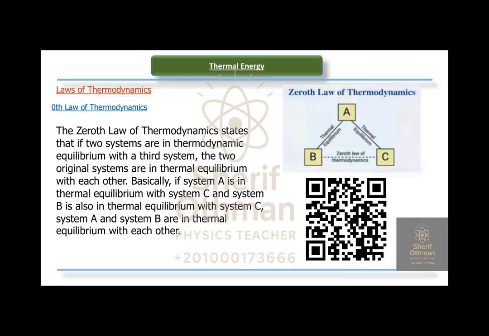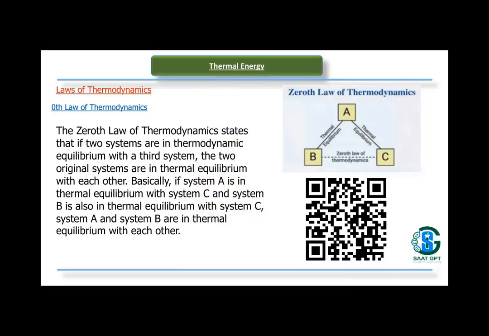As a result, B and C are in thermal equilibrium. What is the meaning of thermal equilibrium? There is no change in heat. The zeroth law of thermodynamics states that if two systems are in thermodynamic equilibrium with a third system, the two original systems are in thermal equilibrium with each other. Basically, if system A is in thermal equilibrium with system B, and also in thermal equilibrium with system C, then system B and C are in thermal equilibrium with each other.